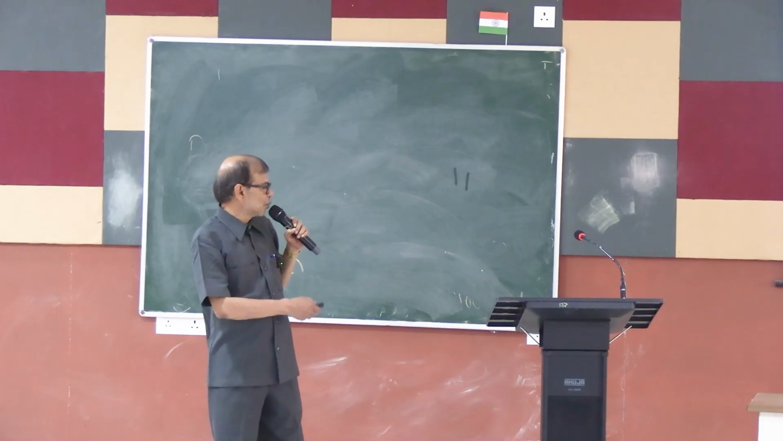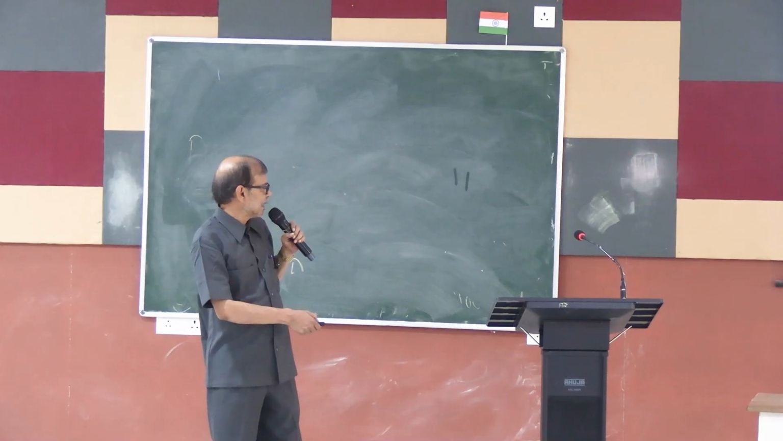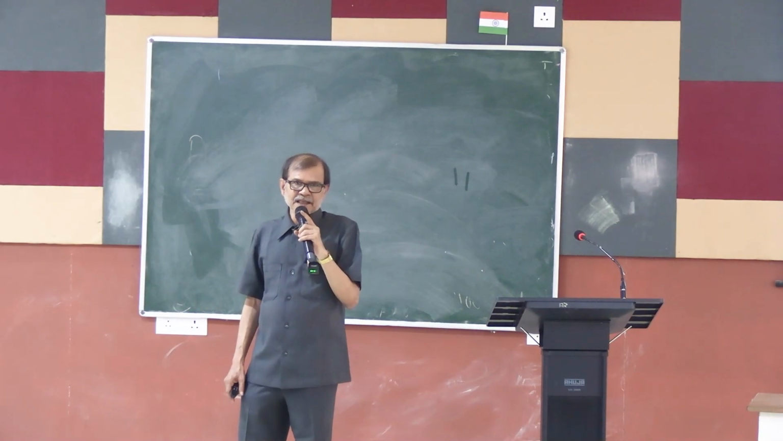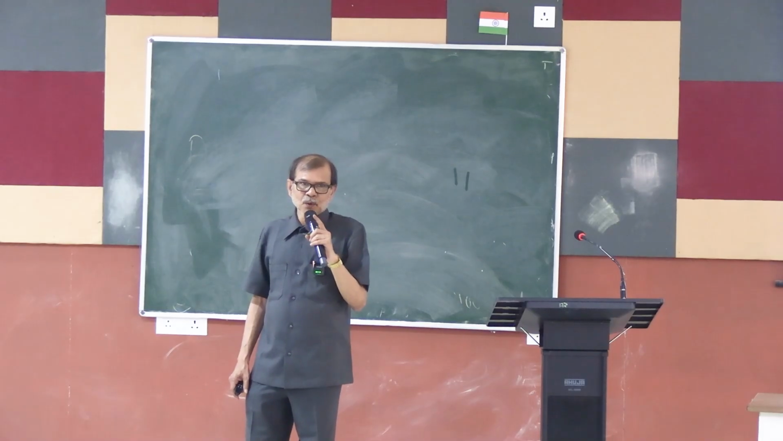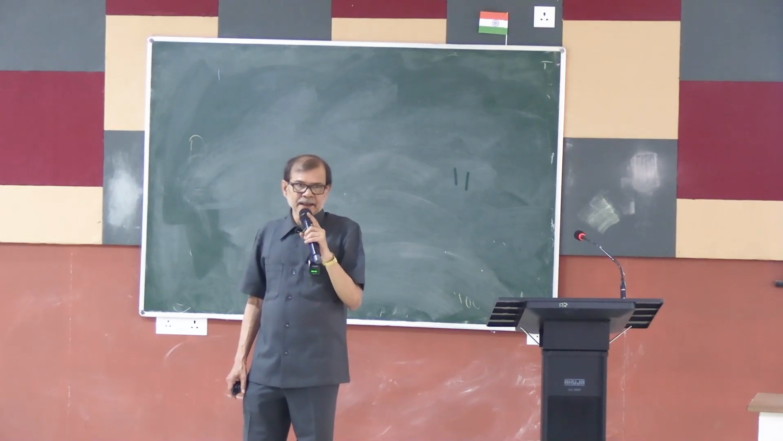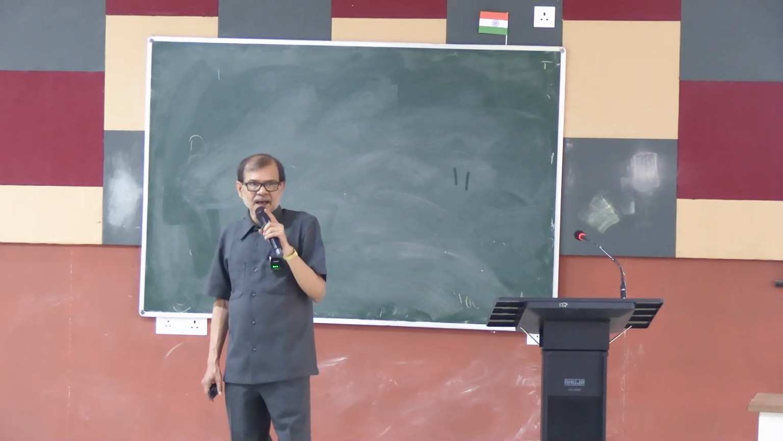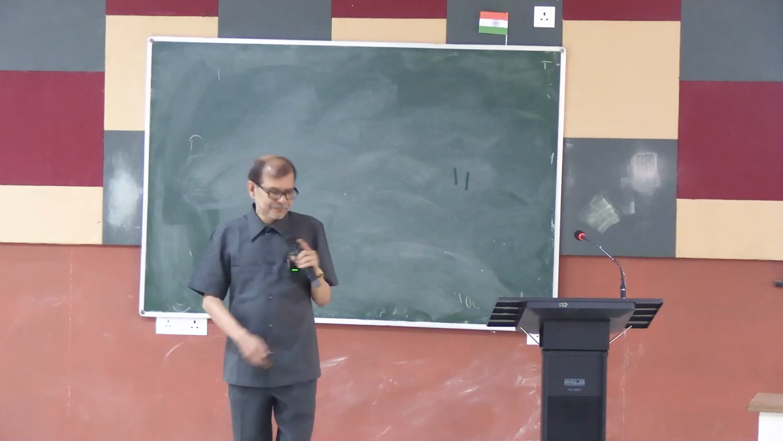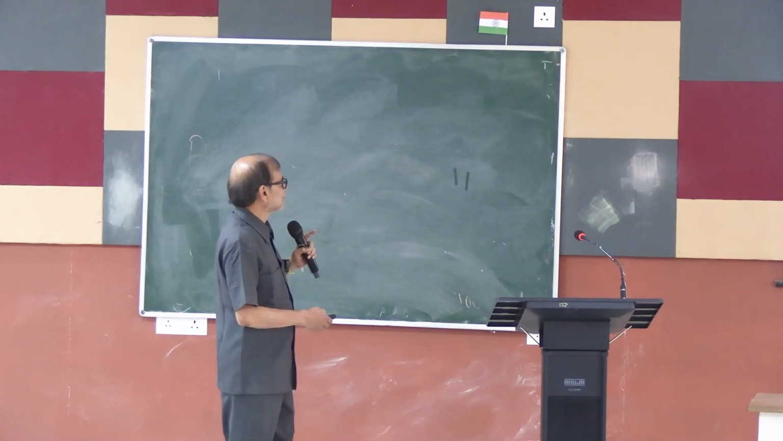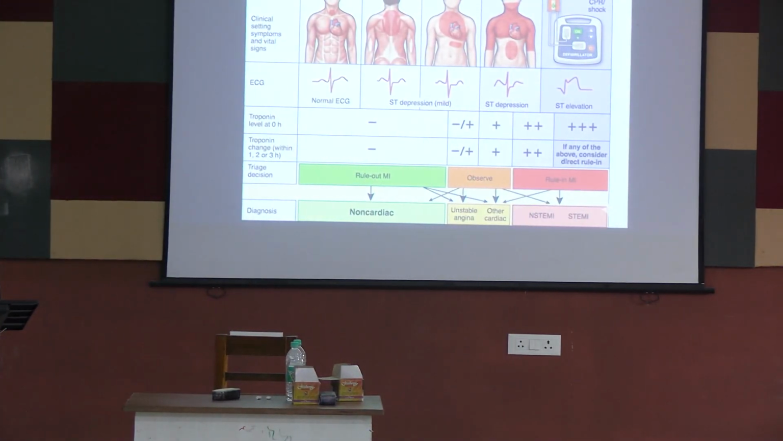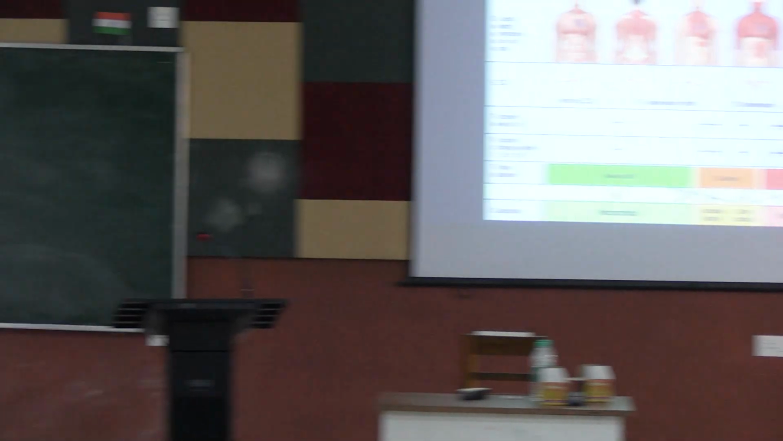And this is the rule in phenomenon or rule in strategy. In between these two, observation is the best policy. This is the rule in, rule out, and the observation strategy on the basis of serial estimation of cardiac troponin concentration at 0 hour, at 1 hour, at 2 hour. This is the summary and pictorial representation of my approach.